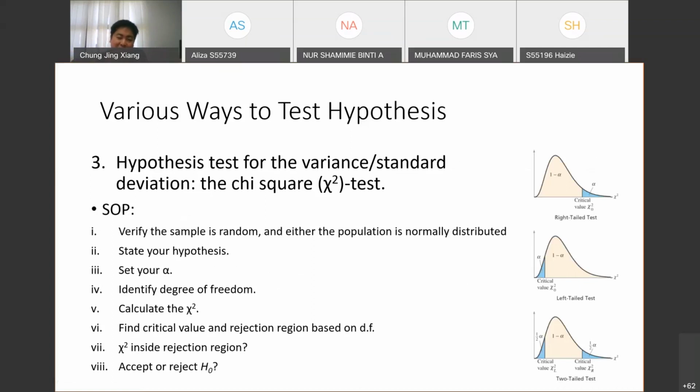Verify it meets the criteria, state the hypothesis, decide the alpha, identify the degree of freedom, calculate chi-square, and find the critical value or the rejection region. Then you ask, is the chi-square you calculated in the rejection region or outside it? Based on this, should you accept or not accept the H0? So you can see the pattern now. This is the flow we follow to conduct a statistical test. For the next one I will no longer write this SOP. I assume you already know.